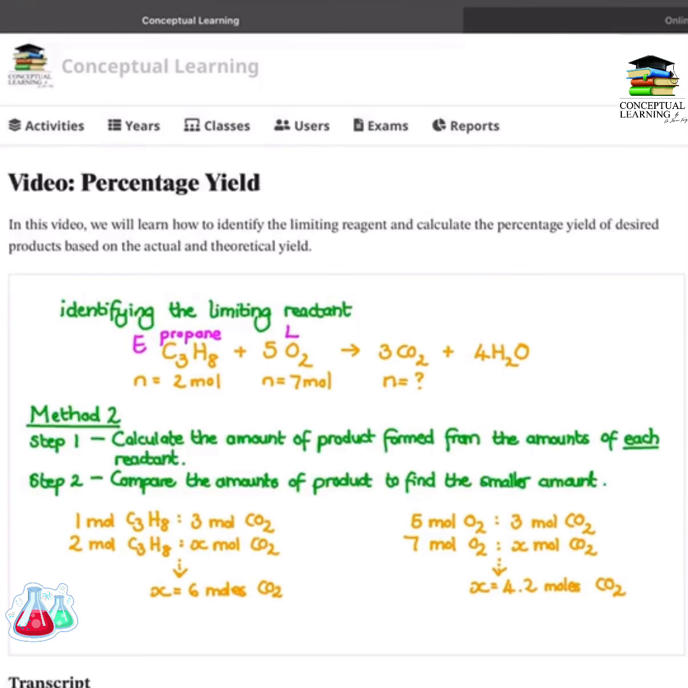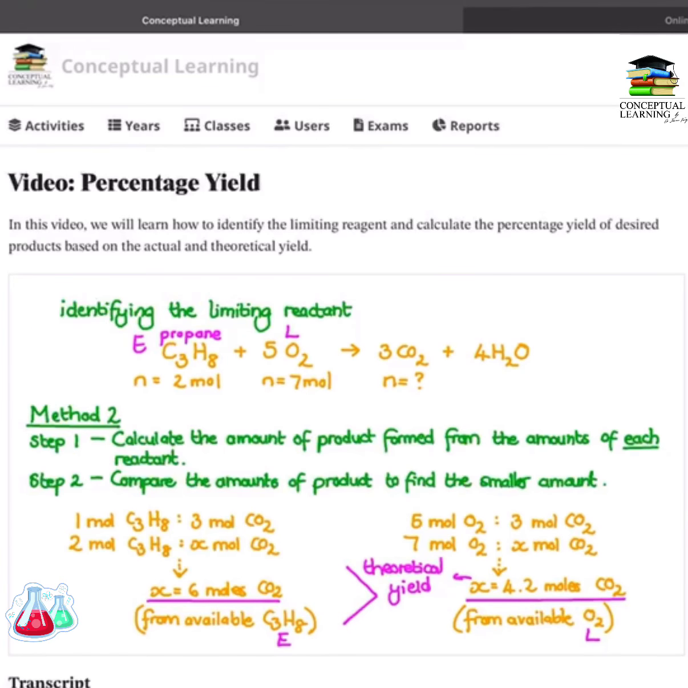The next step is to compare these two values to see which is the smaller amount. And we see that the amount of moles of CO2 that can be produced from the available oxygen is less than the moles of CO2 that can be produced from the available propane. This again confirms that oxygen is the limiting reactant and that propane is present in excess amounts.